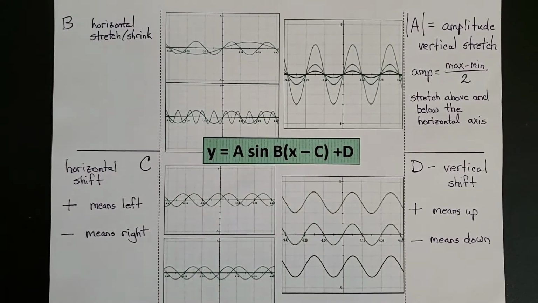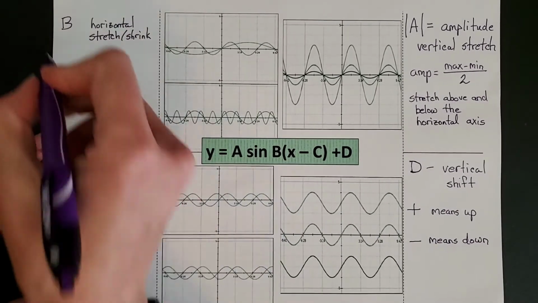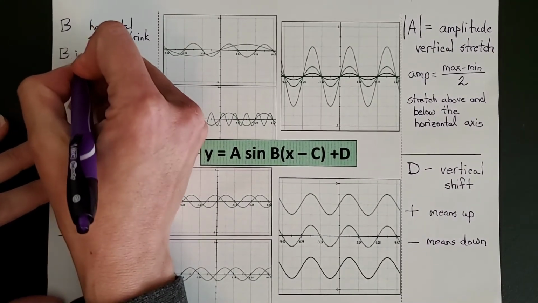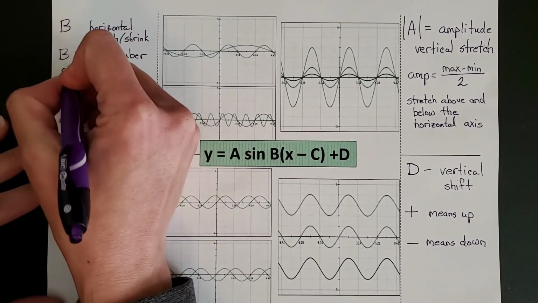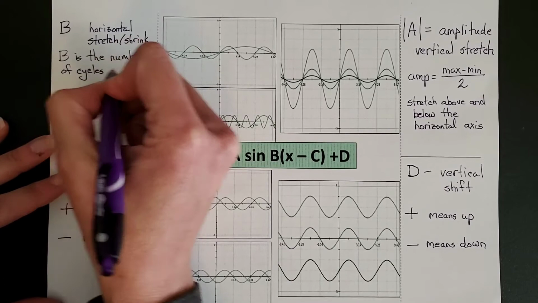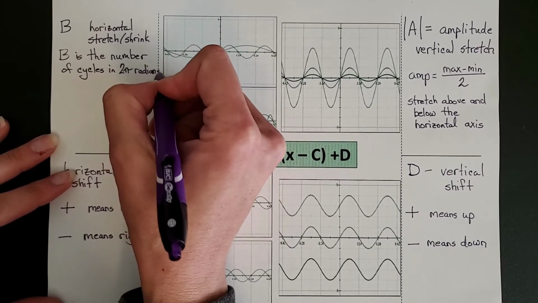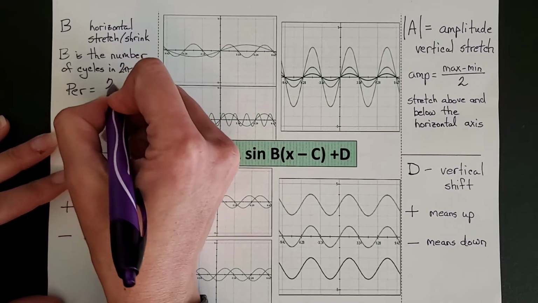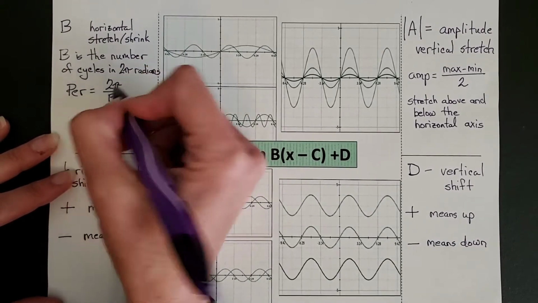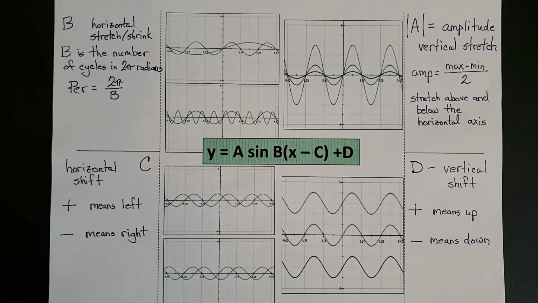Okay, so it's going to do that horizontally. Now remember that B doesn't tell you the period length. We have to do a little calculation to figure out the period length. But B is the number of cycles in 2 pi radians. And to find the period length, we're going to take 2 pi divided by B. This is going to be essential. We have to do that little bit of calculation first.